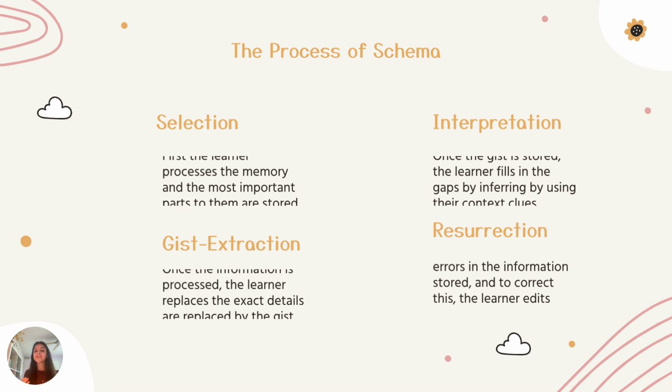And then most likely there are still errors in the information stored in the schema. And so to correct this, the learner edits their previous memory by creating a more accurate representation of that. So schemas are always being edited, and this is really important for the educator: to start with a broad overview first and then go into details, because you can't really add to a schema that's not there.